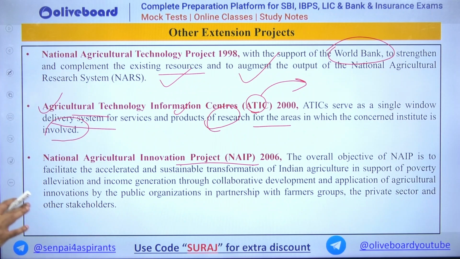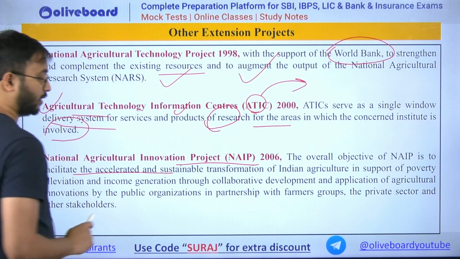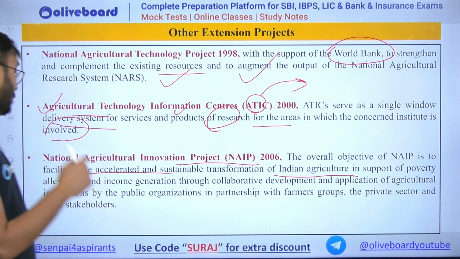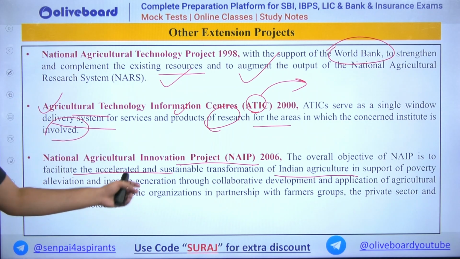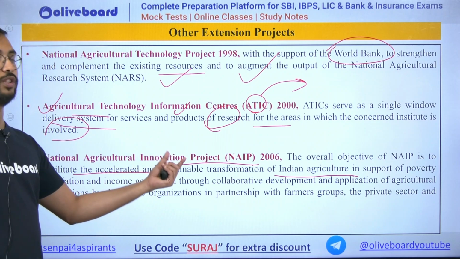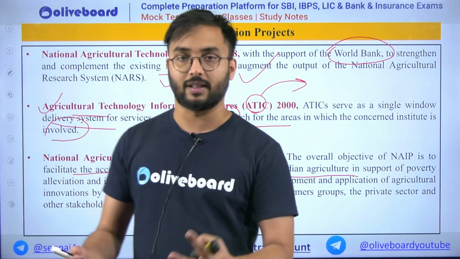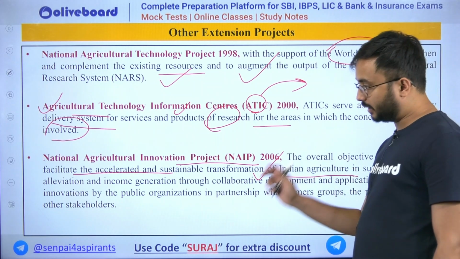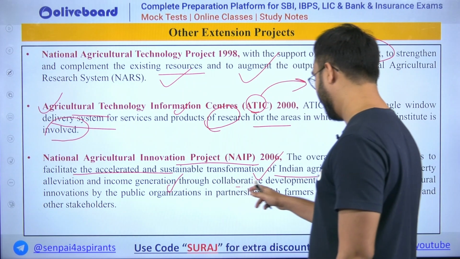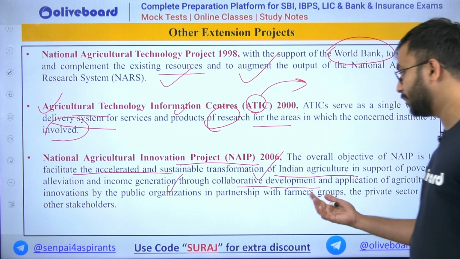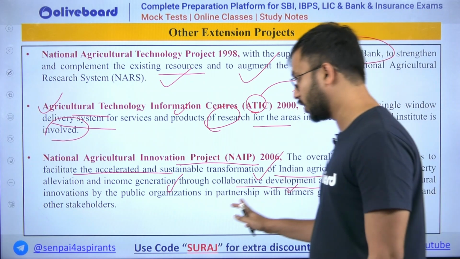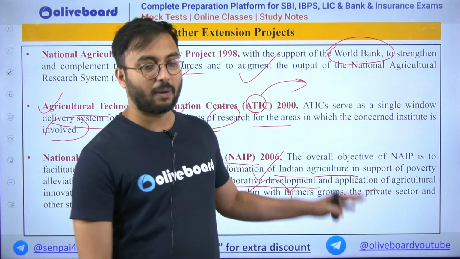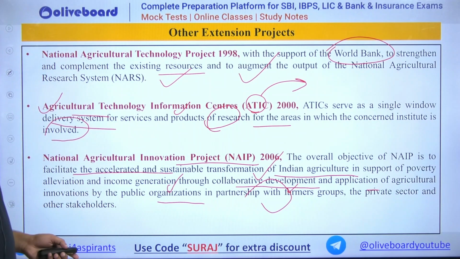Now the main objective is to facilitate and accelerate sustainable transformation of Indian agriculture in support of poverty alleviation and income generation. So generally this National Agricultural Innovation Project is more to make your agriculture sustainable, and more importantly transform Indian agriculture so we can increase the overall income. And what are the different ways in which this can be done? Collaborative development and application of agricultural innovations by public organizations, and partnership with different farmer groups. So by the name only we will understand what the projects are and what objective they have.